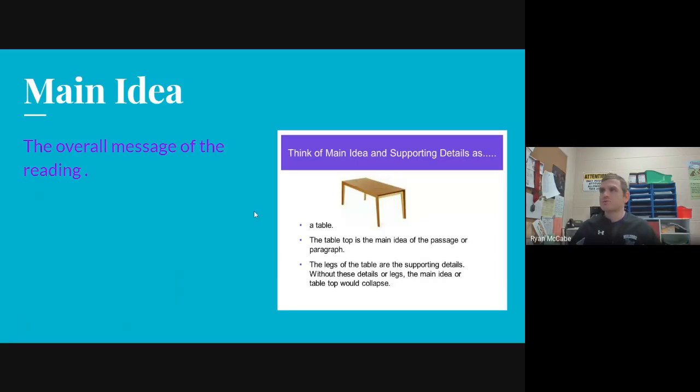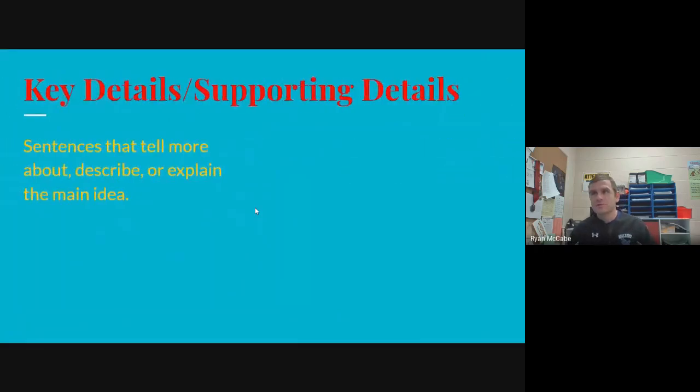Which brings us to our next term or vocab word, and it would be key details. Otherwise, you might hear me say key details, you might hear me say supporting details. It's the same thing. So they are sentences that tell more, describe, or explain the main idea. So you're either telling more about the main idea, describing the main idea, or explaining the main idea.